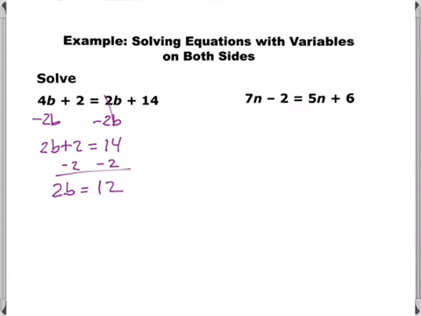The only thing I have left to do is get rid of the coefficient of 2, and since I'm multiplying by 2, I'll divide by 2 to undo it. And so my final answer for this problem is b equals 6.